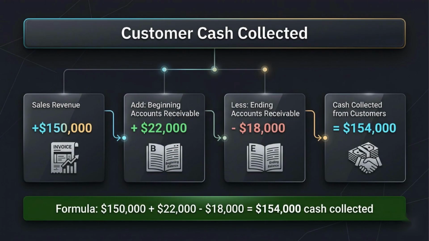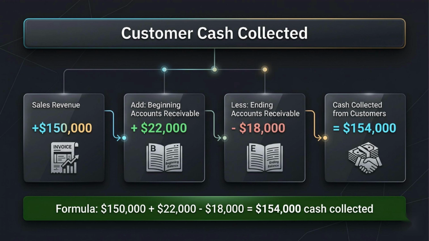Now let us calculate cash collected from customers under the direct method. We start with sales revenue of $150,000. Then we add beginning accounts receivable of $22,000 because some cash collected this period came from prior period sales. Then we subtract ending accounts receivable of $18,000 because those amounts have not yet been collected in cash. The result is $154,000.